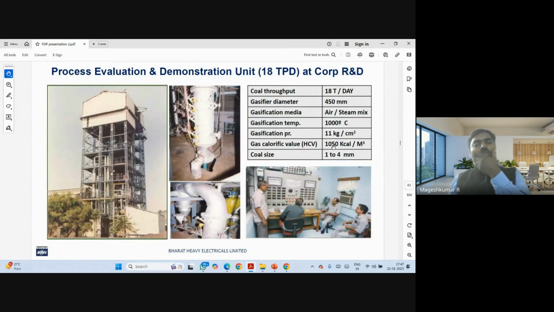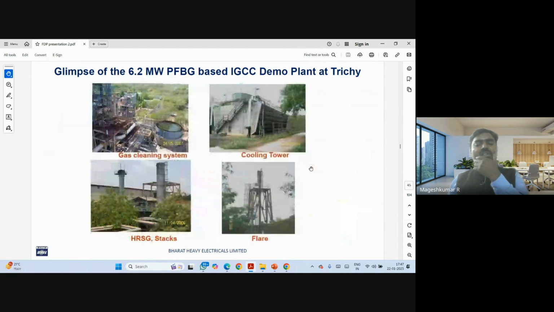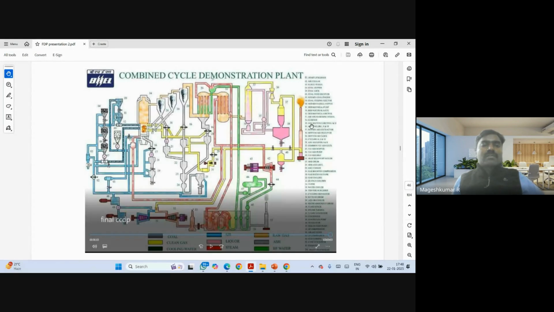So this is the control room. Way back, our engineers in operation. That picture is shown here. This is our IGCC demo plant which had been built in Trichy. This was a glimpse of the 6.2 megawatt pressurized fluidized bed gasifier. Again, the IGCC demonstration plant built in Trichy.